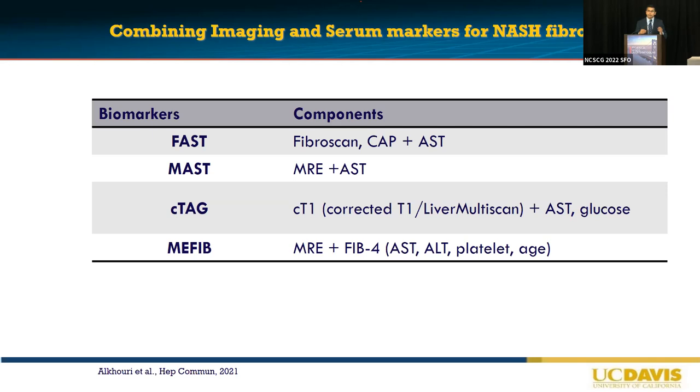They just needed a new set of names. So if you can come up with names, send them out. MRE plus FIB-4, and you get this MEFIB score. They're all very sensitive for detecting NASH fibrosis.